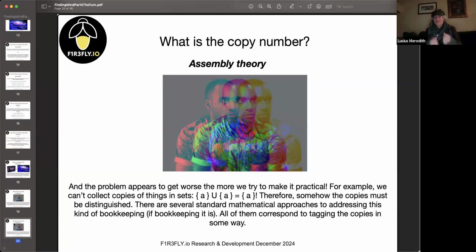The union of the set containing the letter A together with the set containing the letter A is the set containing the letter A. Sets erase copies, right? So there's several mathematical tricks for dealing with this. There's multi-sets and disjoint unions and all kinds of things. All of them involve tagging. You tag the copies.